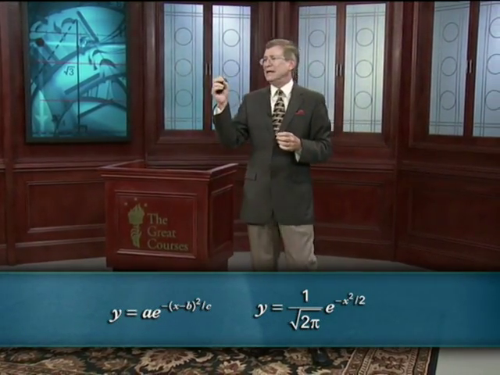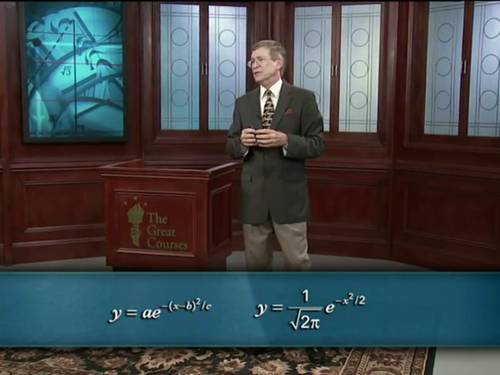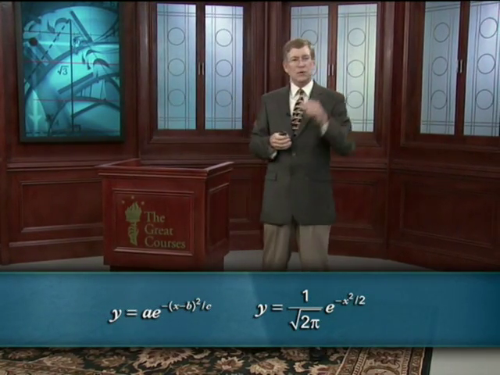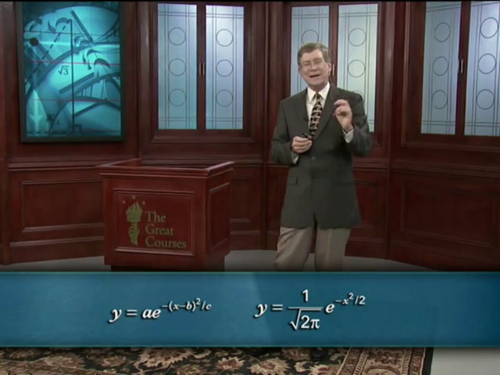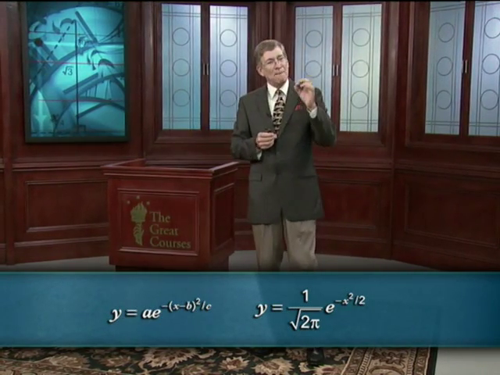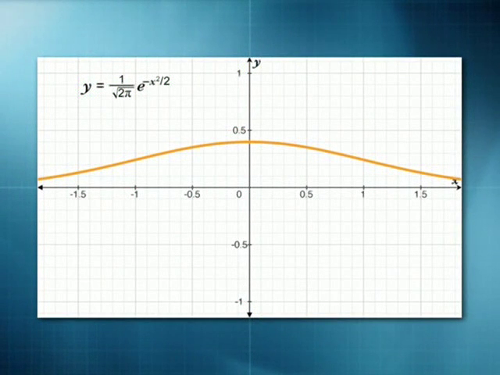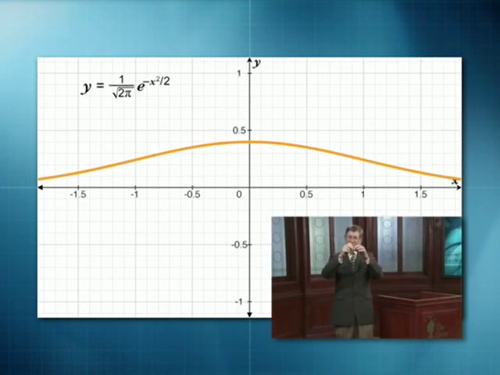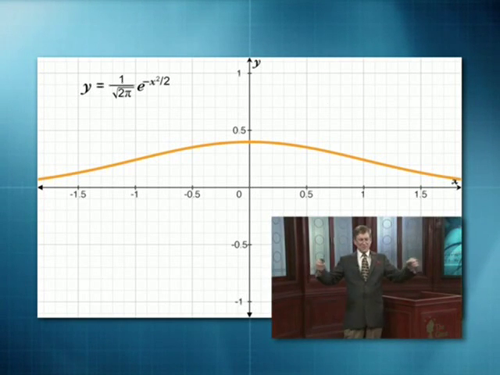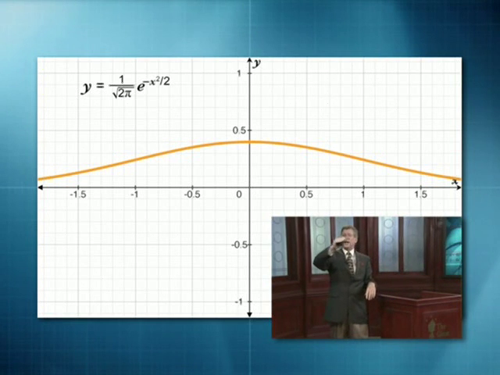And then B is 0 and C is 2. And that would be 1 over square root of 2 pi times e to the power minus x squared divided by 2. Here's a picture of that curve. That's a picture of the model I just talked about. It's that normal distribution. It's the distribution perhaps of heights of humans.